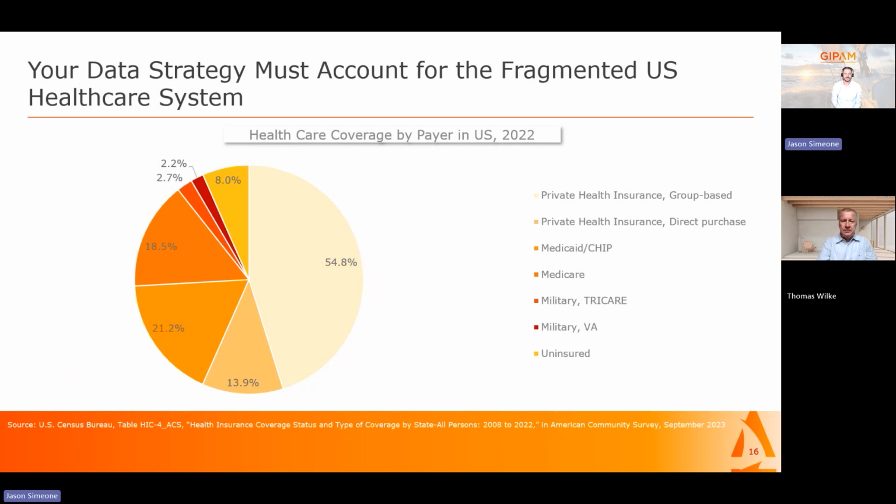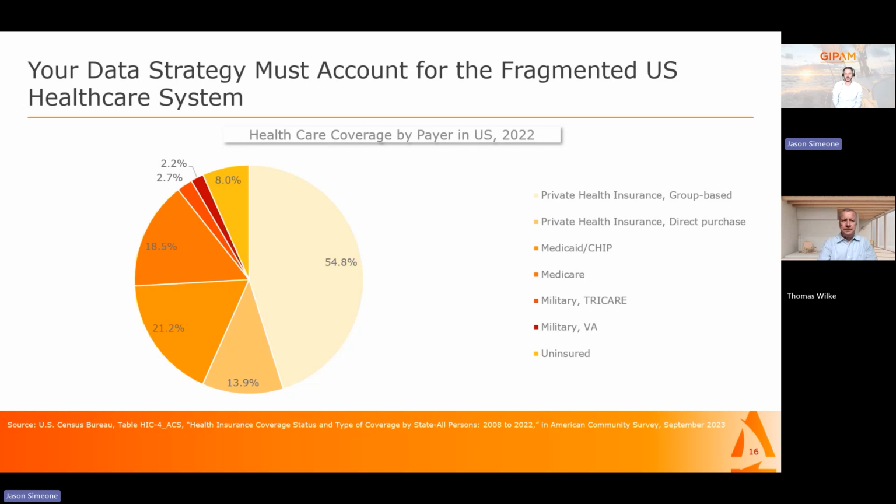You can see that across Americans, the overall population in the United States is around 330 million people, so it's quite large. But you can see that most people, about 55%, have health insurance that is group-based, which is typically from their employer. And then there are smaller percentages who receive their insurance through other ways.